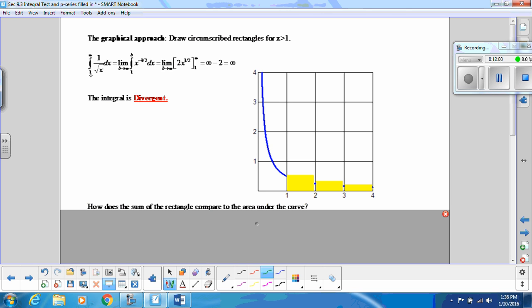We're going to do the integral from 1 to infinity of 1 over the square root of x. Okay, so keep in mind we're doing an improper integral, which means we're doing the limit as b approaches infinity. Our antiderivative is going to be 2x to the positive 1/2, and we're going from 1 to b. If I plug that in, that's going to give me infinity minus 2, which is infinity. So here's our proof. The integral is divergent, so our series diverges as well.